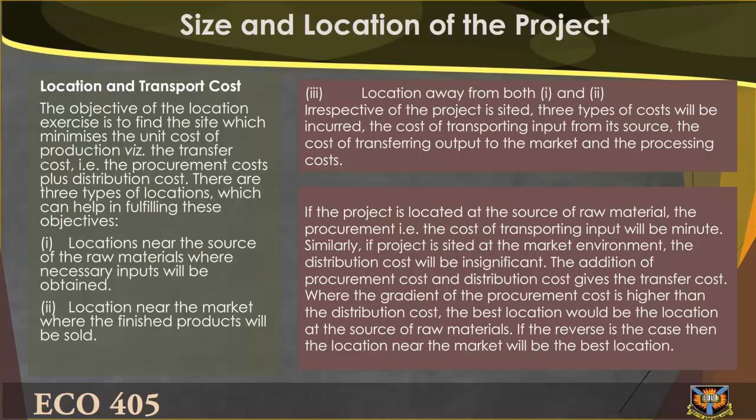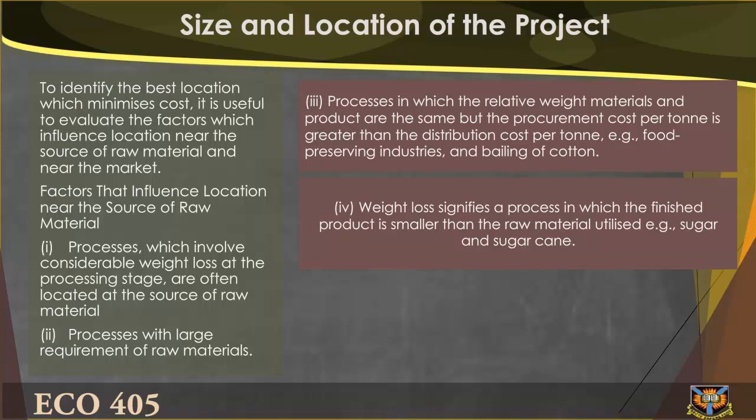Where the gradient of the procurement cost is higher than the distribution cost, the best location will be the location at the source of raw materials. If the reverse is the case, then the location near the market will be the best location. To identify the best location which minimizes cost, it is useful to evaluate the factors which influence location near the source of raw material and near the market.